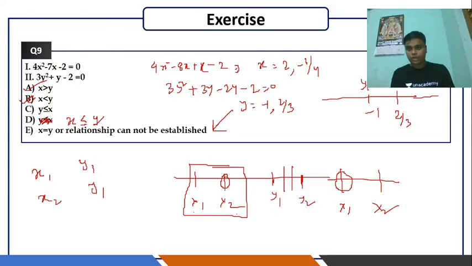For y, this is my y1 and y2, and the value that I'm getting for x is minus 1 by 4, somewhere like here. Straight away I'll move to option E because one of the values that I'm getting is between y1 and y2, hence I don't even need to plot the other value, which will be something like here. I'll just move on to option E. So option E is the right answer.